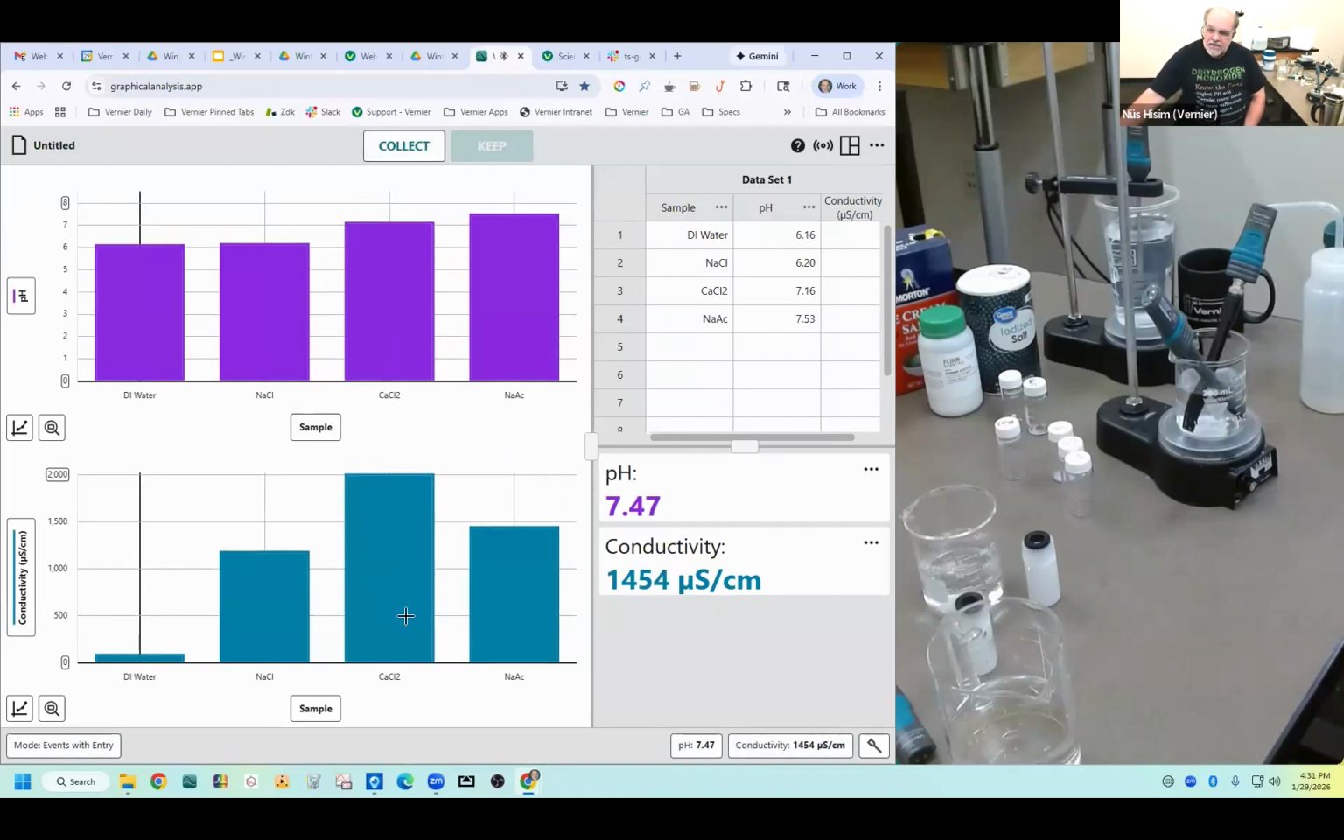Calcium chloride, you've got the two chlorides. The pH is lower, but higher than sodium chloride. And then look at the acetate pH. Whoa, baby, you've got a strong base and a weak acid. And then down here, conductivity is sort of maybe a little bit like the sodium chloride, but less than the calcium chloride.